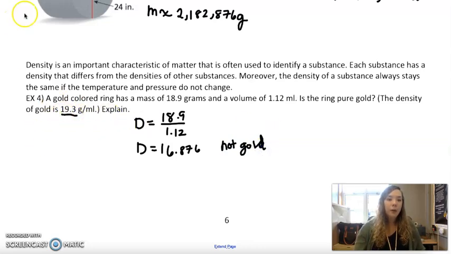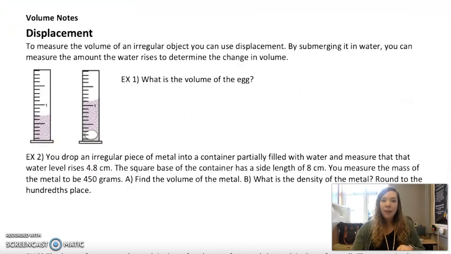All right, moving on to our next page. Displacement. To measure the volume of an irregular object, you can use displacement. So for our first example, it's an egg. So really what we're doing here is we're finding the difference in volume to find the volume of that irregular object. By submerging it in water, you can measure the amount the water rises to determine its change in volume. So here, let's say this is milliliters. They didn't tell us. We're going to say it's milliliters for our purposes.